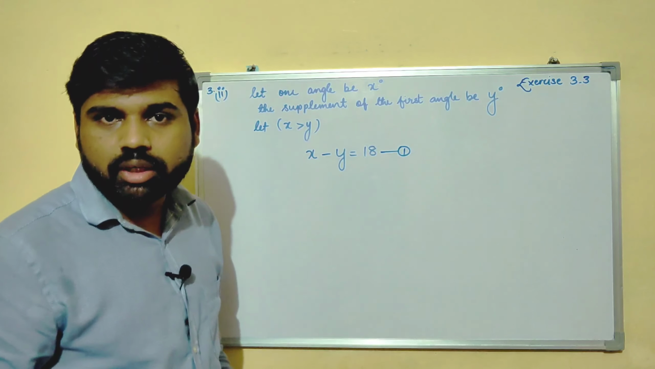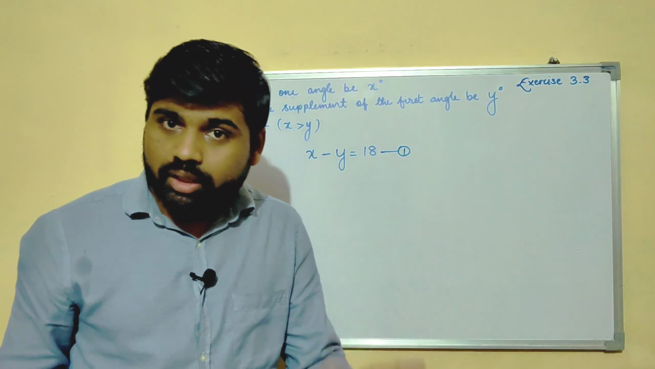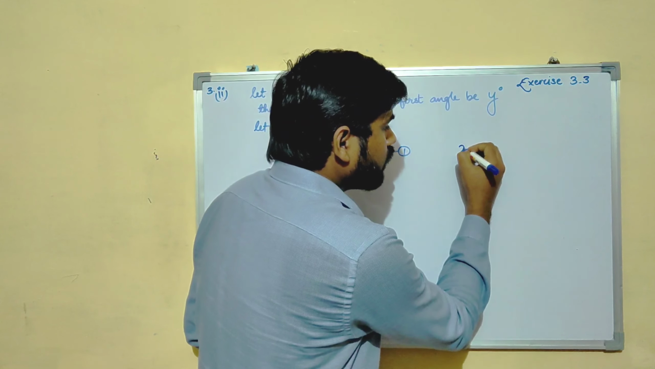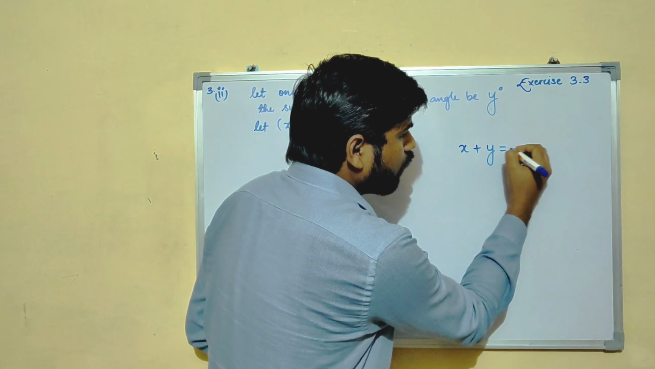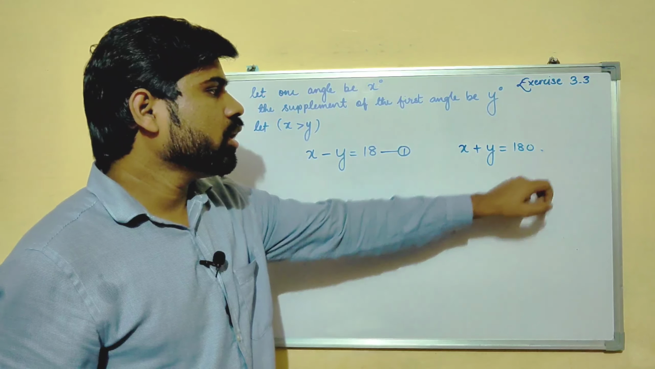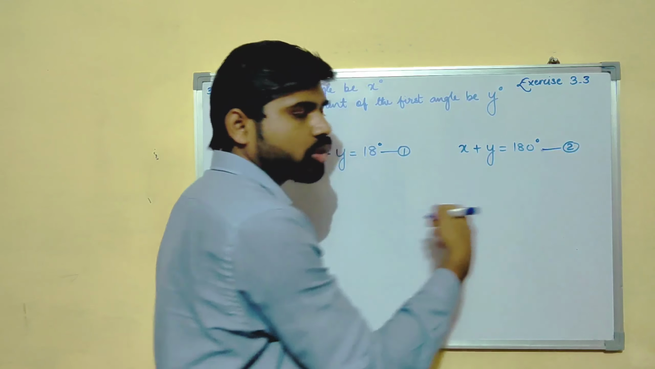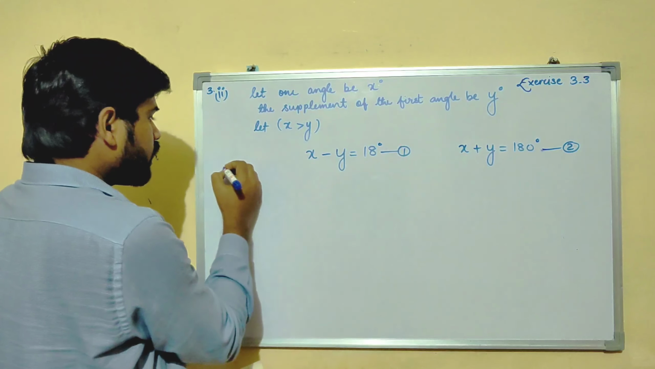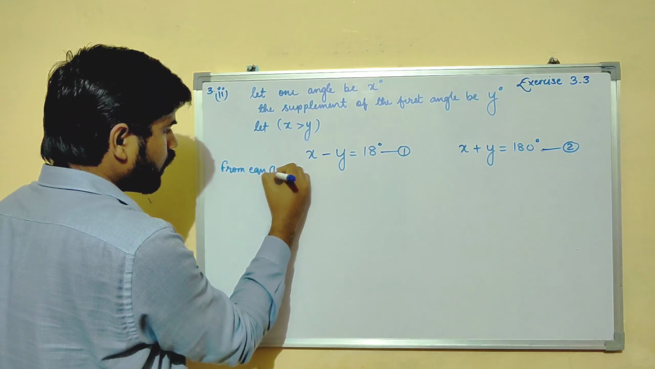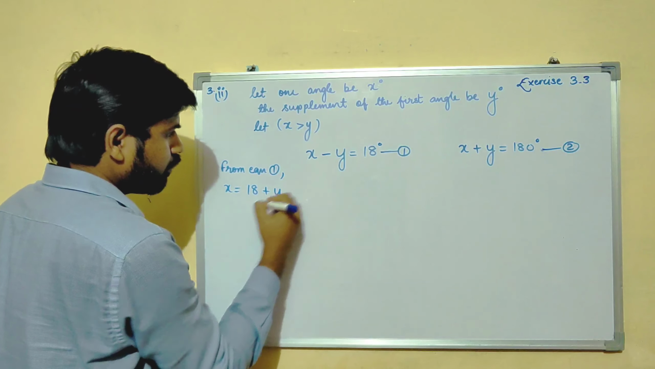Now you might be wondering where the second equation is. That lies in your understanding. What are supplementary angles? The sum of two angles is 180 degrees, right? So this will be your second equation. Now solve these two equations. Let us find the value of x from the first equation. From equation 1, x is equal to 18 plus y.